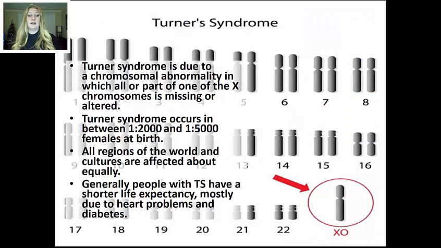Turner syndrome occurs in as many as 1 in 2,000 births up to about 1 in 5,000 females at birth. All regions of the world and cultures are affected about equally. Generally, people with Turner syndrome have a shorter life expectancy, which is usually due to heart problems and diabetes.